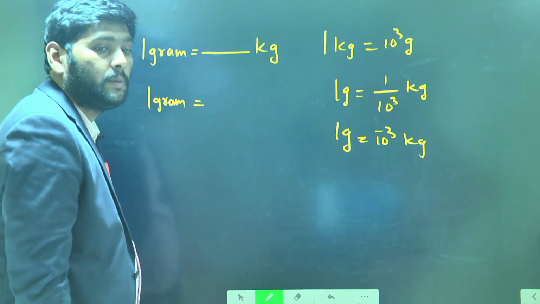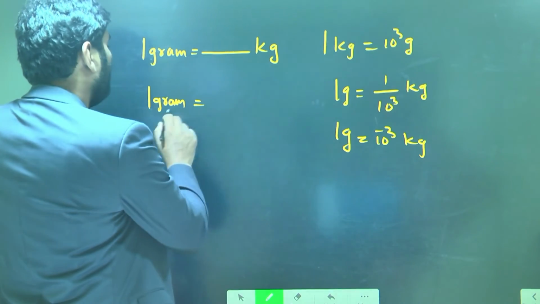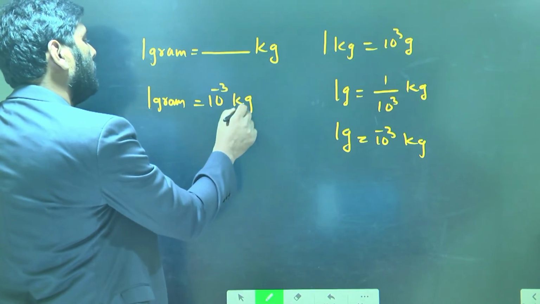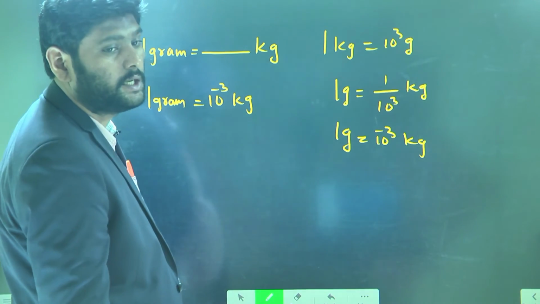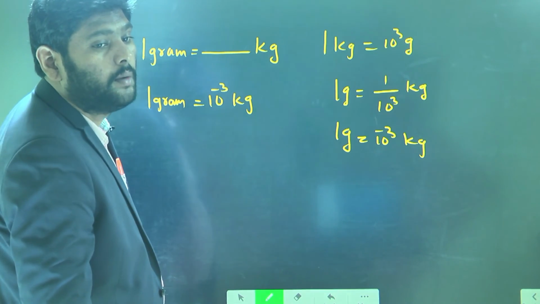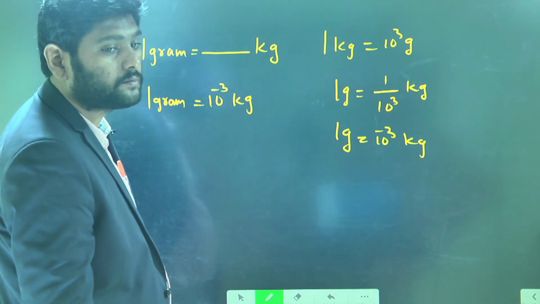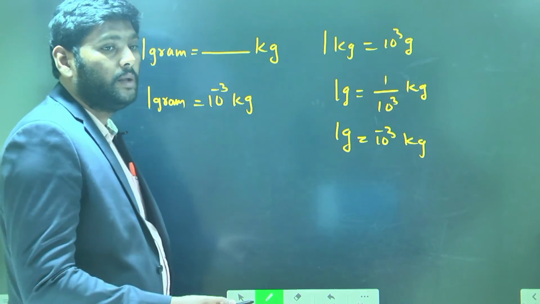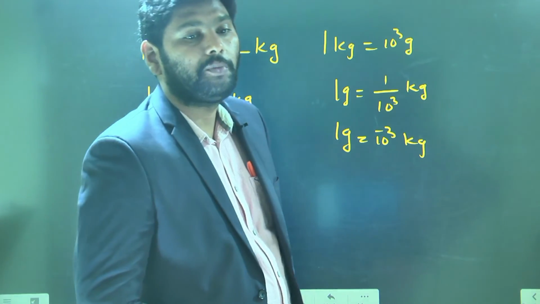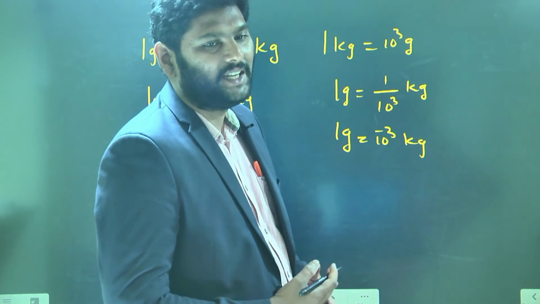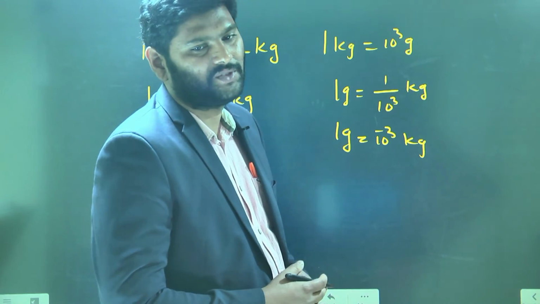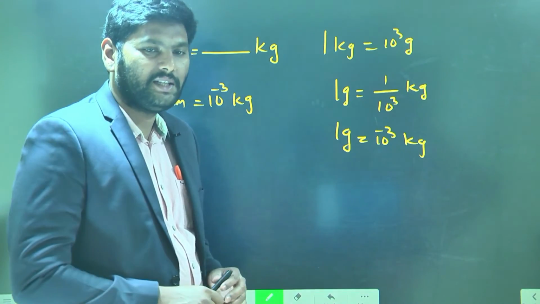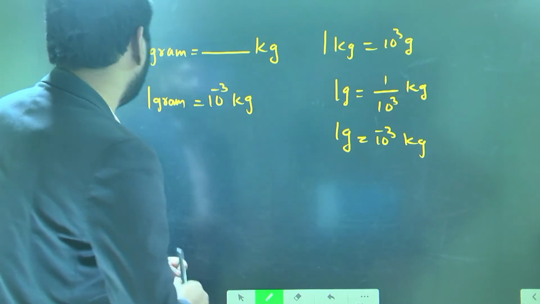So this is a submultiple. 1 gram is equal to 10 power minus 3 kg. What is 10 power minus 3? It means milli. 1 gram is equal to how many milli kgs? 1 milli kg is equal to 1 gram. So that way we can convert one system of unit to another by using submultiples.